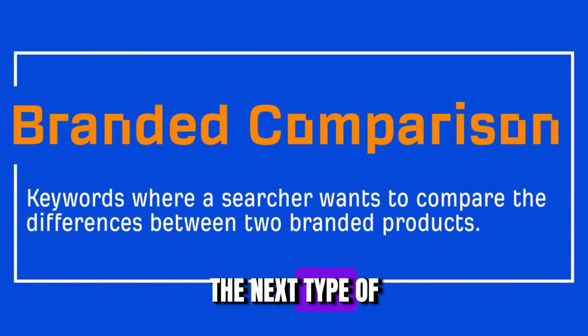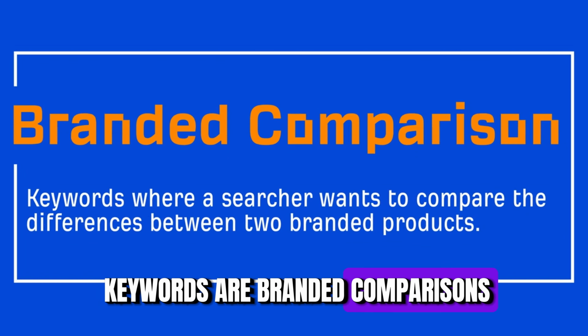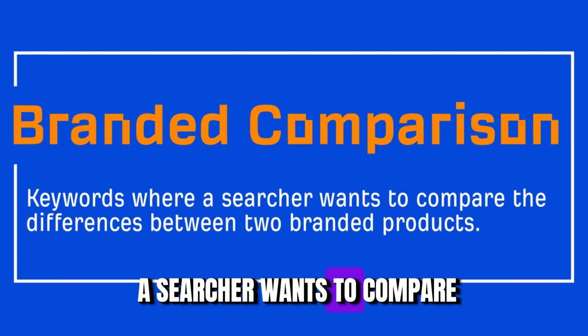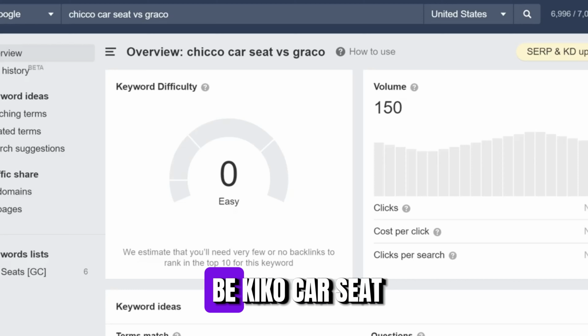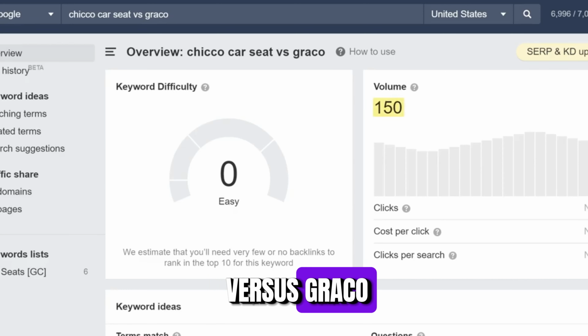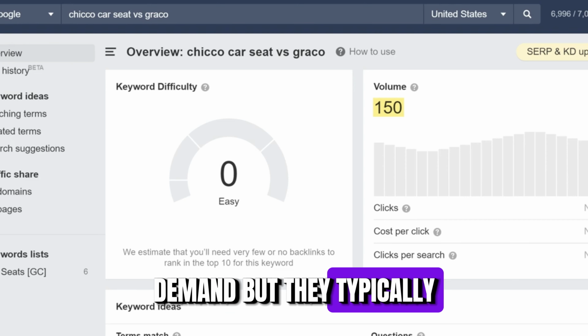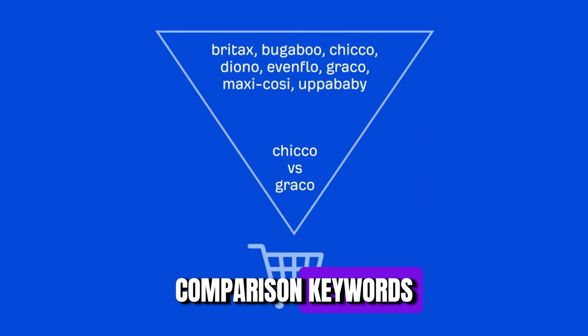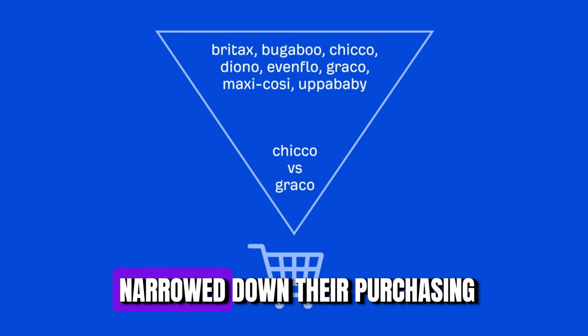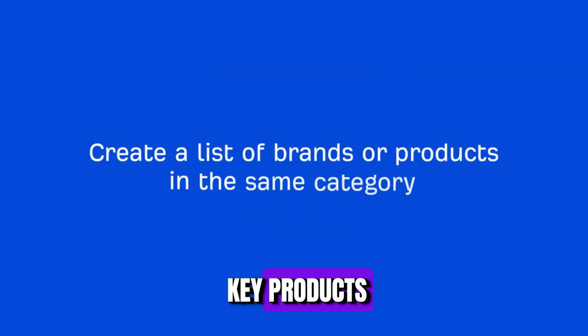Alright. The next type of keywords are branded comparisons. These are keywords where a searcher wants to compare the difference between 2 branded products. For example, that might be Kiko car seat versus Graco. These types of keywords usually have lower search demand, but they typically convert better than general comparison keywords because the searcher has likely narrowed down their purchasing decision to a few key products.